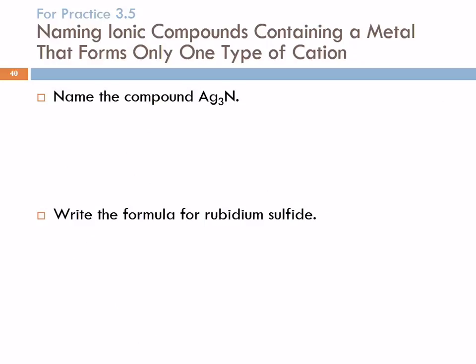Let's practice these. This is that first group where the metal forms only one type of cation. So name this compound, Ag3N. There's a cation and there's an anion. What's the name of Ag? Silver. Is that in groups 1A, 2A, 3A, zinc, or silver? Yes. Yeah, it's silver. Doesn't need a Roman numeral. What about N? Nitride. So N stands for nitrogen, and we're going to change the ending of the name. It's nitride.